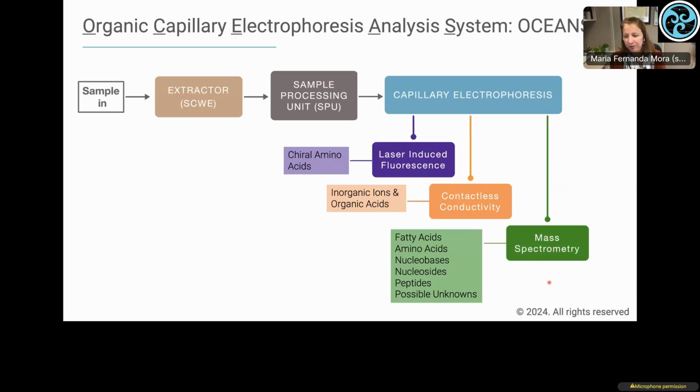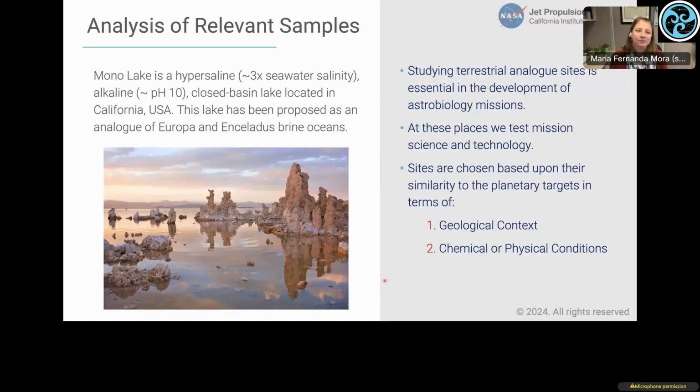So this is what we do. We develop both methods and hardware. A lot of the samples, a lot of the work that we do, we have validated by analyzing samples from Mono Lake, which is considered an analog for ocean worlds. It has a high pH and is very salty.